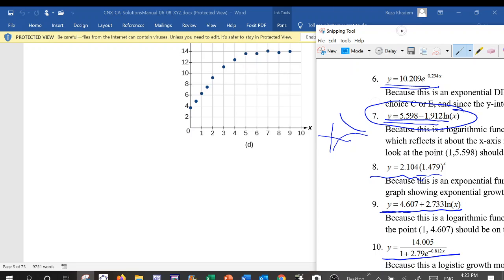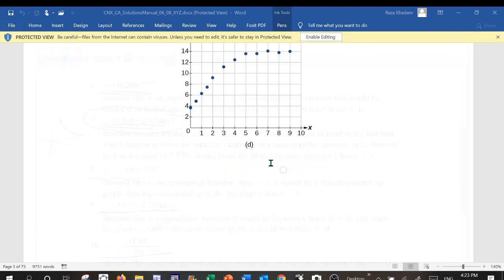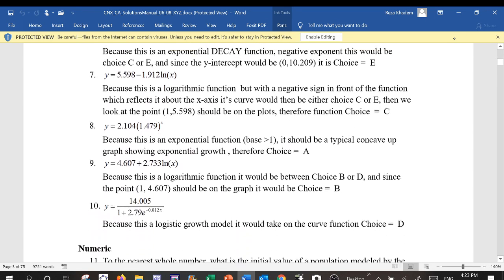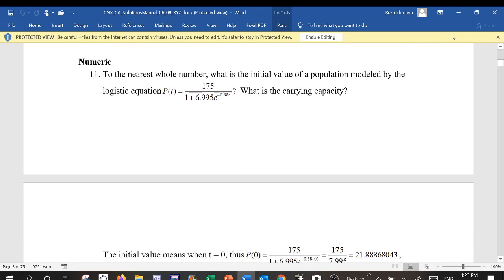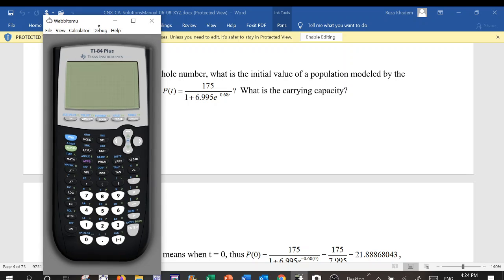All right, so again, practice. This is just a practice of seeing these different models have equations that we discussed in this chapter. So what else do we do? Let's do one more thing and then we are done. To the nearest whole number, what is the initial value of a population model or the logistic equation? What is the carrying capacity? Well, the initial would be when t equals 0. So if we put t equal to 0, we can easily find it using a calculator.